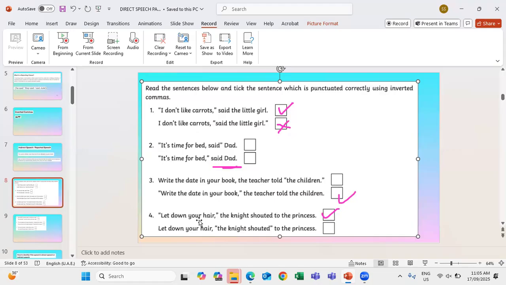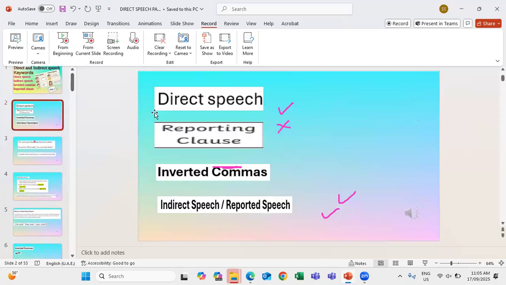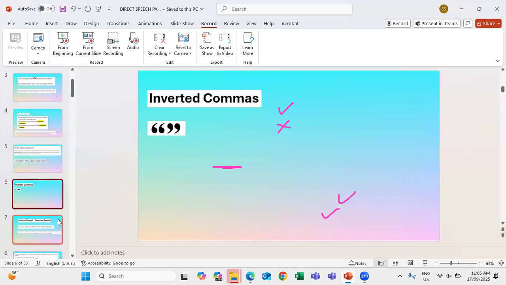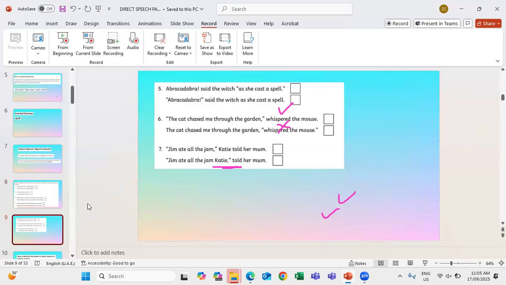In this particular lesson, we understood the concept of direct speech, indirect speech, reporting clause, and inverted commas. We covered some questions as well: this is direct speech, how it has to be included in the inverted commas, and what the reporting clause is. I'm going to show you these examples here, and I want you all to try these. You have to see which sentence is written with the correct use of inverted commas.